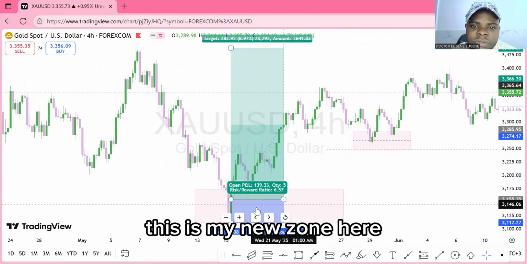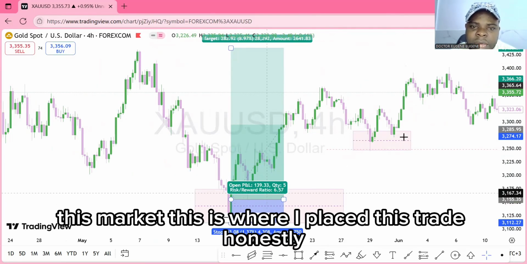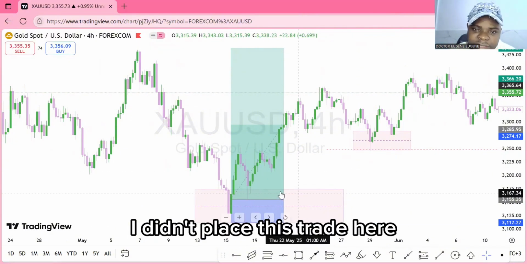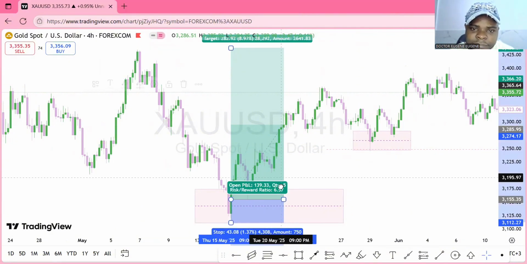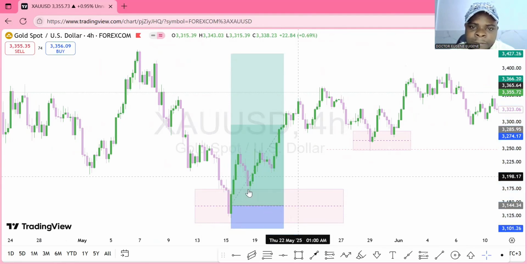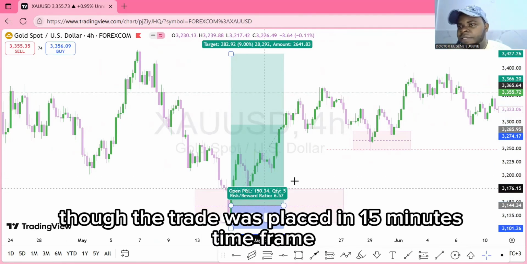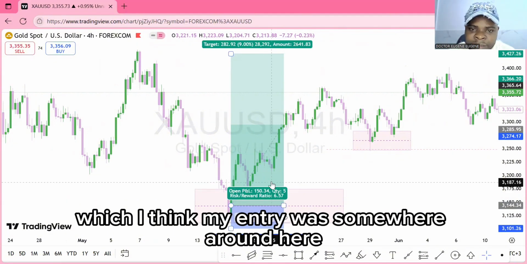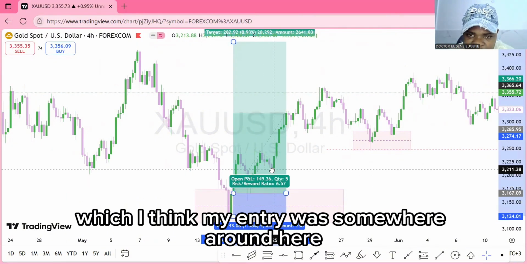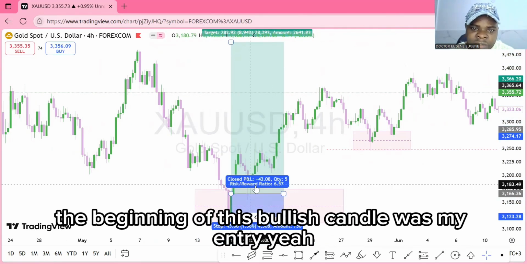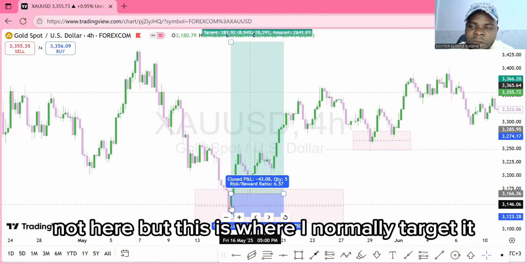This is my new zone here. This market, this is where I placed this trade. Honestly, I didn't place this trade here. Though the trade was placed in 15 minutes time frame, which I think my entry was somewhere around here. Yes, the beginning of this bullish candle was my entry. Yeah, not here. But this is where I normally target.